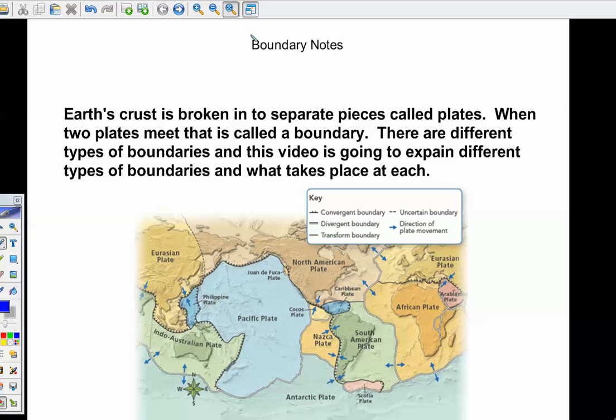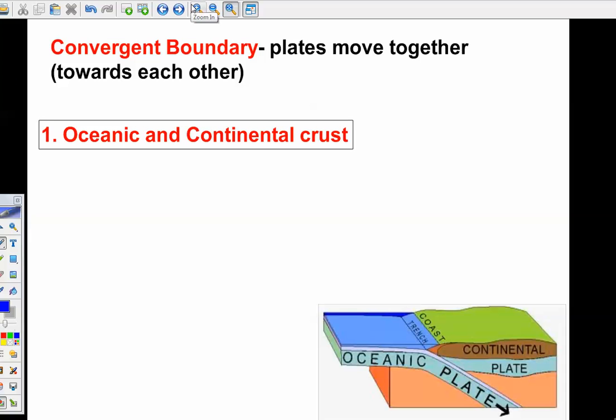And there are different types of boundaries, and in the video I'm going to explain to you each type of boundary and what would take place at each. So let's first start by talking about a convergent boundary. Convergent boundary means that the two plates are going to move together or towards each other. That's why they call it convergent, because they converge or they come together.